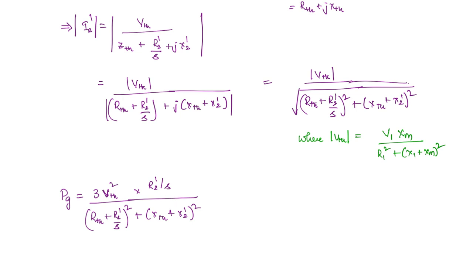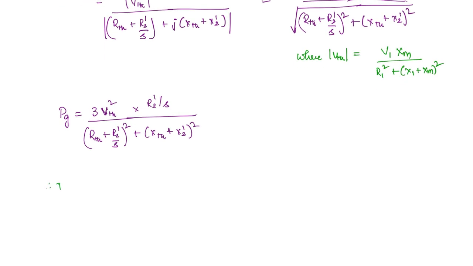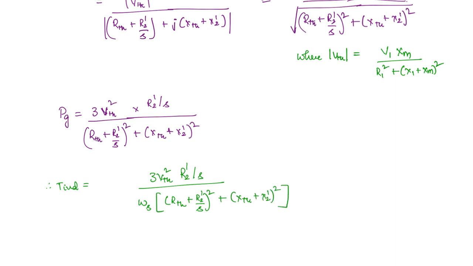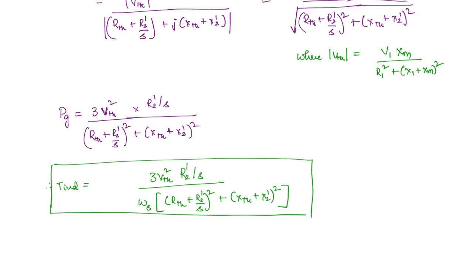The slip here will give you an indication of the speed. Then finally, you can get the induced torque expression. T induced is equal to PG by omega S, right? So 3 VTH square R2'/S divided by omega S into (RTH plus R2'/S) whole square plus (XTH plus X2') whole square. So this is the expression for induced torque in terms of the speed.